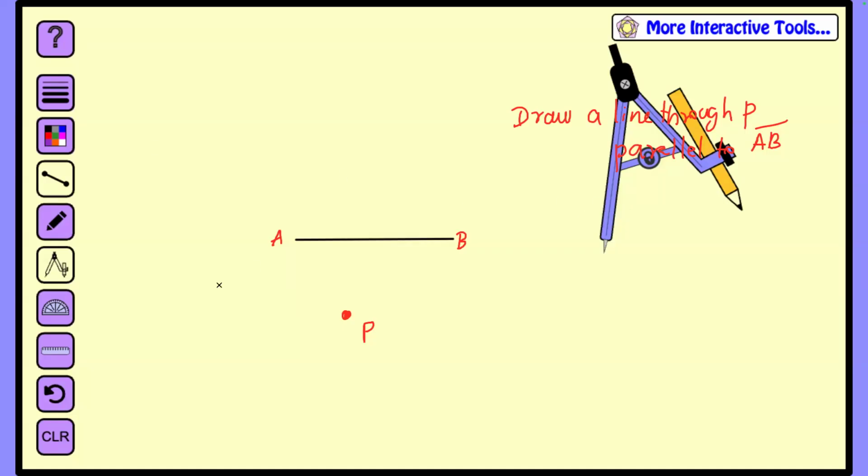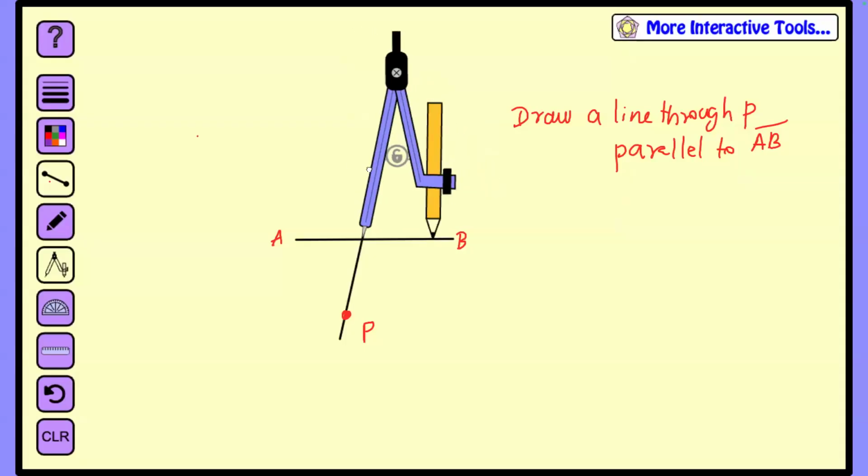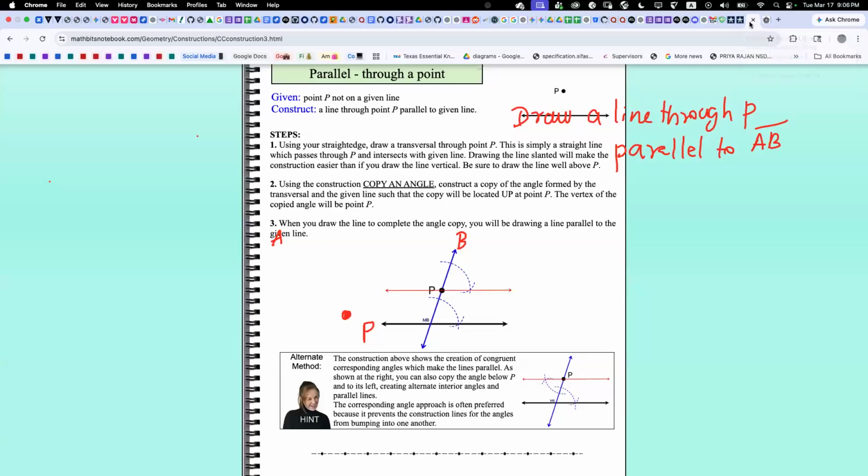Okay, now what I need to do is first draw a transversal. To draw the parallel line, I would draw a transversal through point P. Does that make sense, guys? When I draw the transversal, everything becomes easy. I forgot the transversal and that was a problem. Now here, adjust the length to a little less. Okay, now let's see.